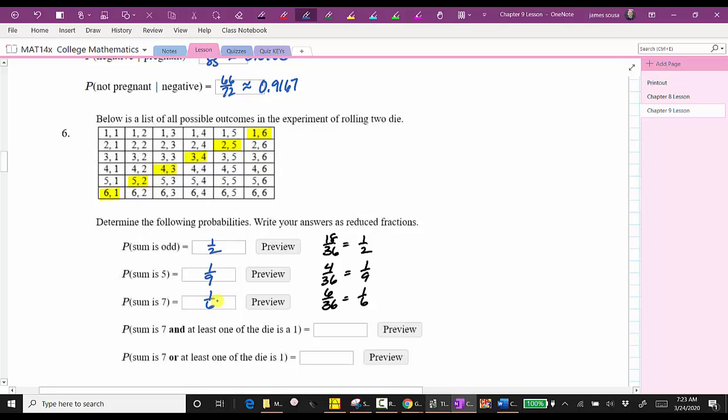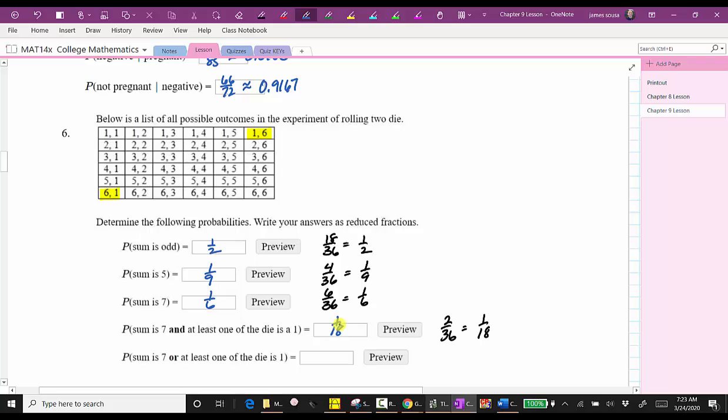The next probability is the probability the sum is 7 and at least one of the die is 1. So here we have the sums of 7, but now we have and at least one of the die has to be 1, and therefore we must eliminate the 5 and 2, 4 and 3, 3 and 4, and 2 and 5. There are only 2 sums of 7 and at least one of the die is a 1. So there are 2 favorable outcomes out of a total of 36. 2/36 simplifies to 1/18.